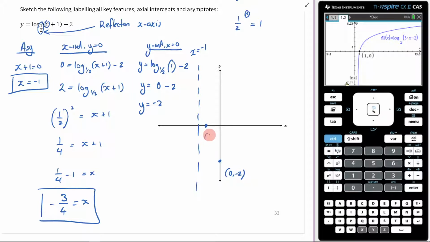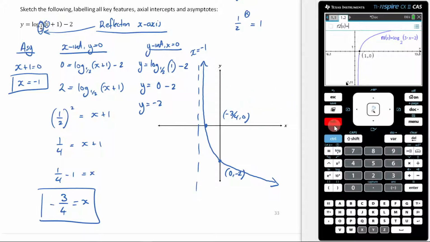This here is negative 3 on 4. And let me actually do this over here. This will be negative 3 on 4, 0. Hopefully you can see that the only way to draw this is to draw it with a reflection. Does that make sense? So even if you didn't recognize that this half means that there's a reflection in the x-axis, as soon as you find your x-intercept and y-intercept, the only way to do it is like this. Let's see if we can sketch this as well. Control log. This is a half. We've got x plus 1, and we're minusing it by 2. There it is.